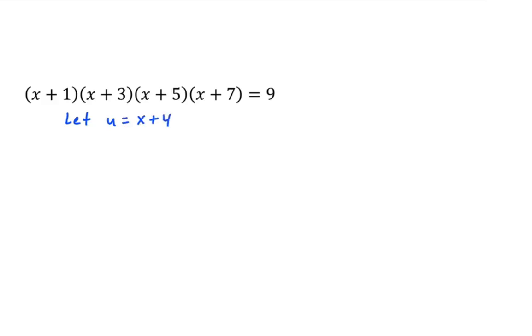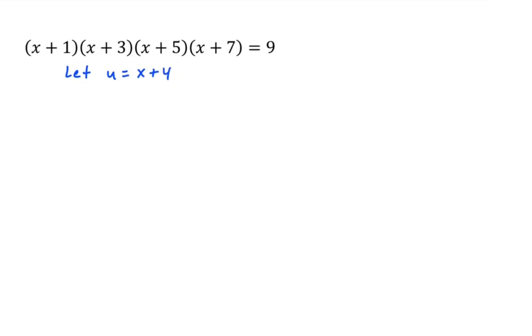So we're going to do some clever substitution to change up this problem. Let's look at this x + 1. How can we get that? We can subtract 3 from both sides, and that will yield u - 3 = x + 1. So x + 1 can be rewritten as u - 3.